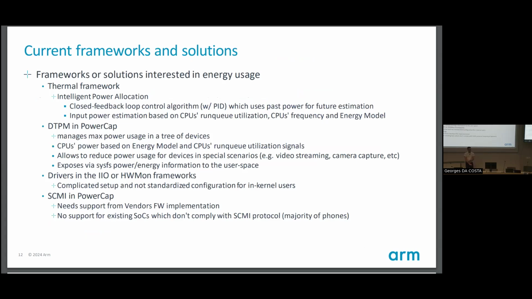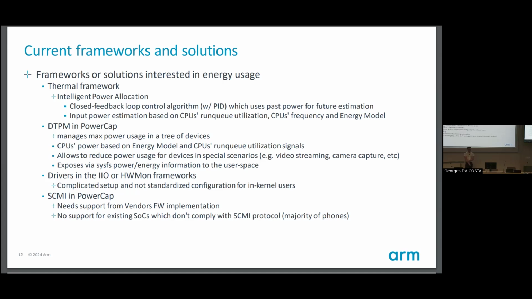Some other useful things are there. We also use this energy model for estimating input power and output power for an algorithm called intelligent power allocation. It has a closed feedback loop, and it can fix itself because that's a PID algorithm, but it cannot address all of the issues, and I will show you some examples.